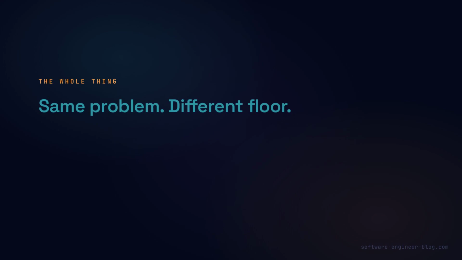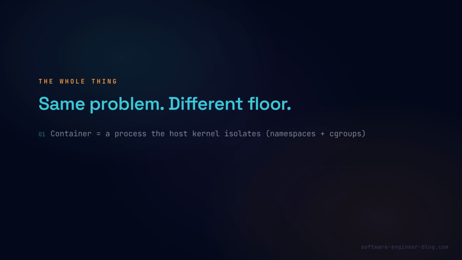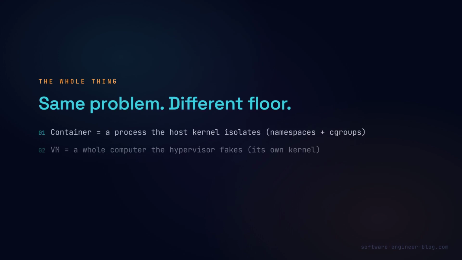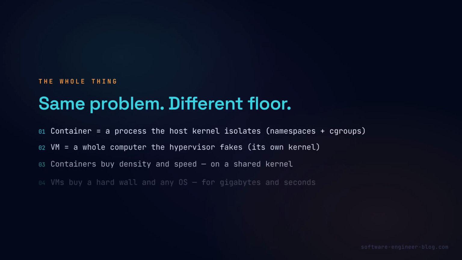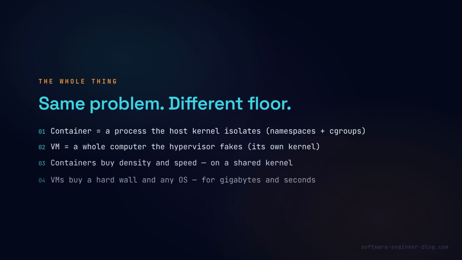So the whole thing in 4 lines. A container is a process that the host kernel isolates, using namespaces for what it can see and cgroups for what it can use. A virtual machine is a whole computer that a hypervisor fakes, running a kernel of its own. Containers buy you density and speed. Virtual machines buy you a hard wall and any operating system you like. And in production, you usually get both, stacked.